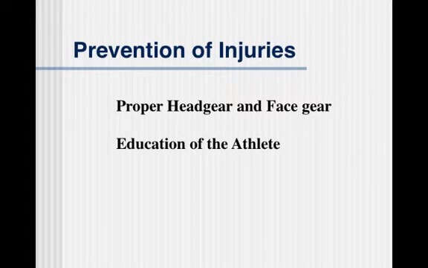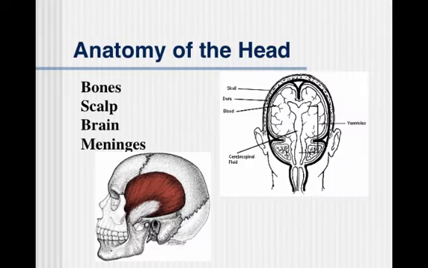Slide 2. Prevention of injuries to the head, face, eyes, ears, nose, and throat are addressed through the use of proper head and face gear and educating the athlete. Education includes the proper techniques for initiating contact and the danger of concussive brain injury and second impact syndrome that are common topics in sports medicine today.